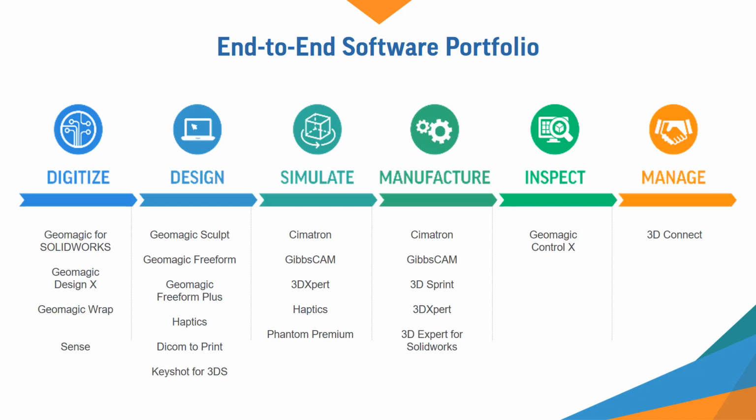So Design X is in the digitized section, which means it connects directly to scanners as well as accepts other scan-based files. And it takes that information and converts it into something a little more usable. It could be a closed watertight solid, or it could be a closed watertight mesh. If we want to go directly to 3D printing or to a CAD environment, we have the capabilities in the software.